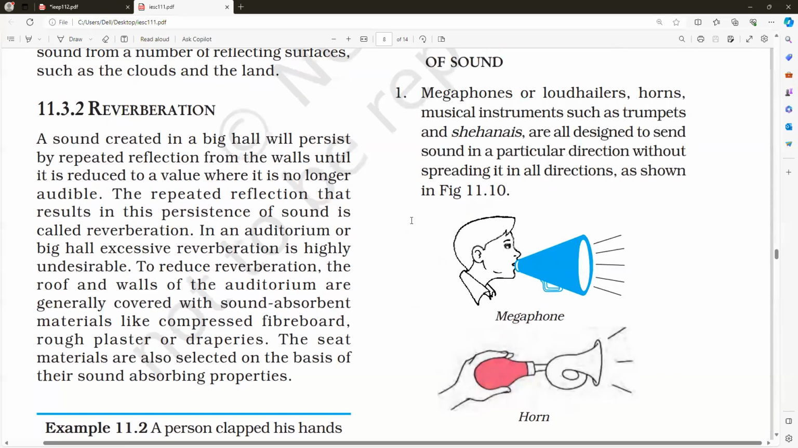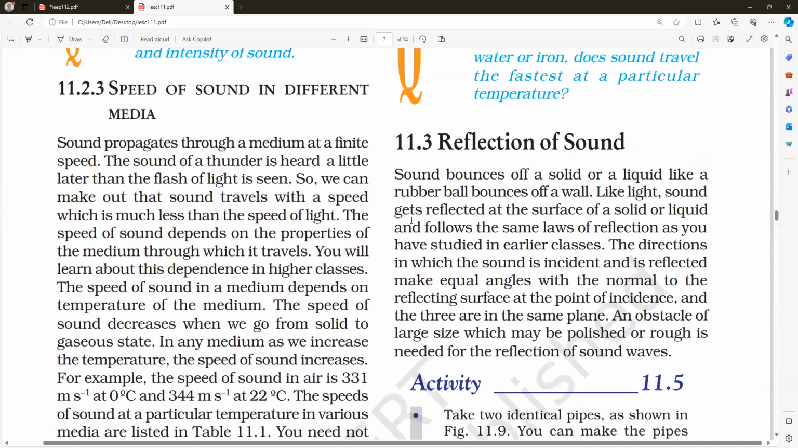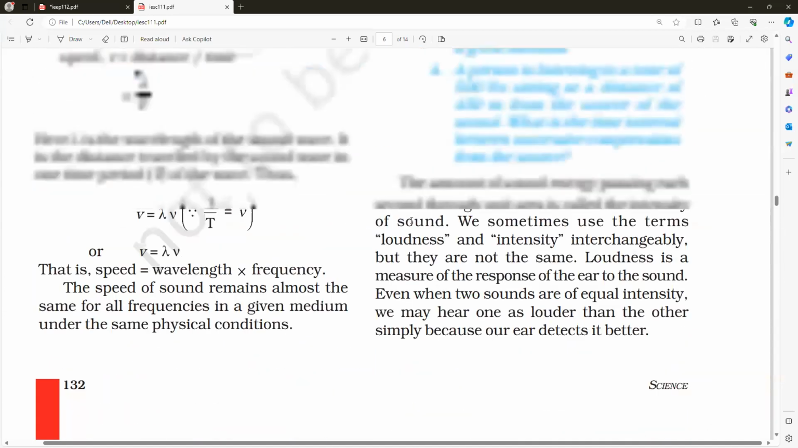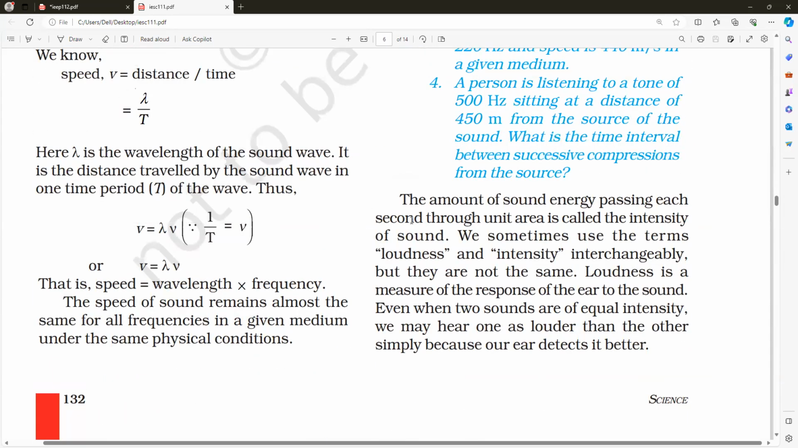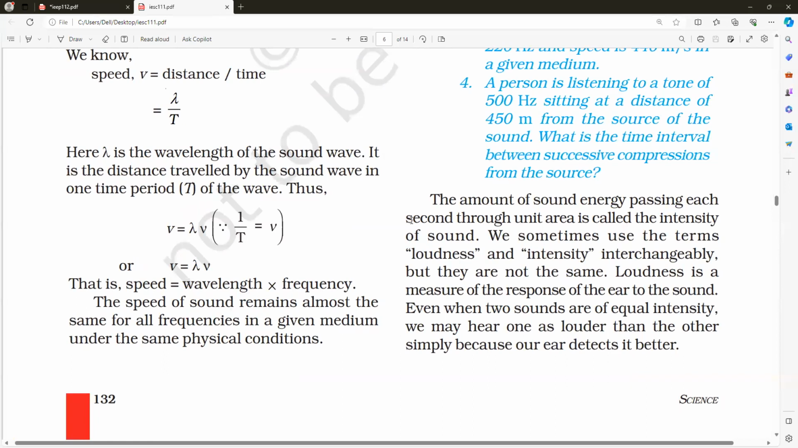It is on page 132. Here even the intensity and loudness are there. You can see that they are used interchangeably, but they are not the same. Loudness is a measure of the response of the ear to the sound. Even when two sounds are of equal intensity, we may hear one as louder than the other simply because of differences in the ear's response.